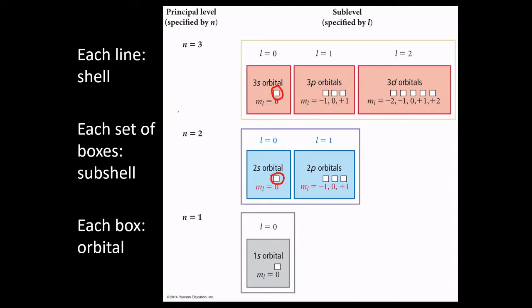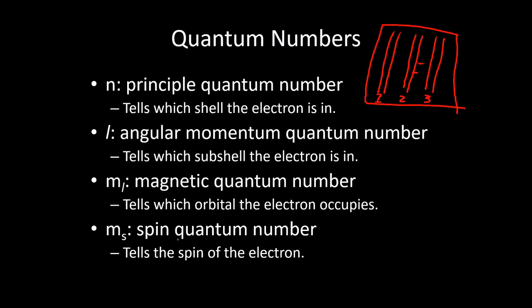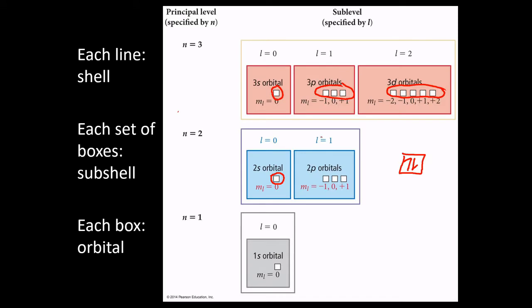Each one of these things, and you can see there's 3 here, and there's 5 here, each of those is an orbital, and each of those boxes can hold 2 electrons. So if we have an orbital here, we can put one of them with spin up, and the other one with spin down. And that corresponds to the last quantum number here, the spin quantum number. One of them can be up and the other one can be down.